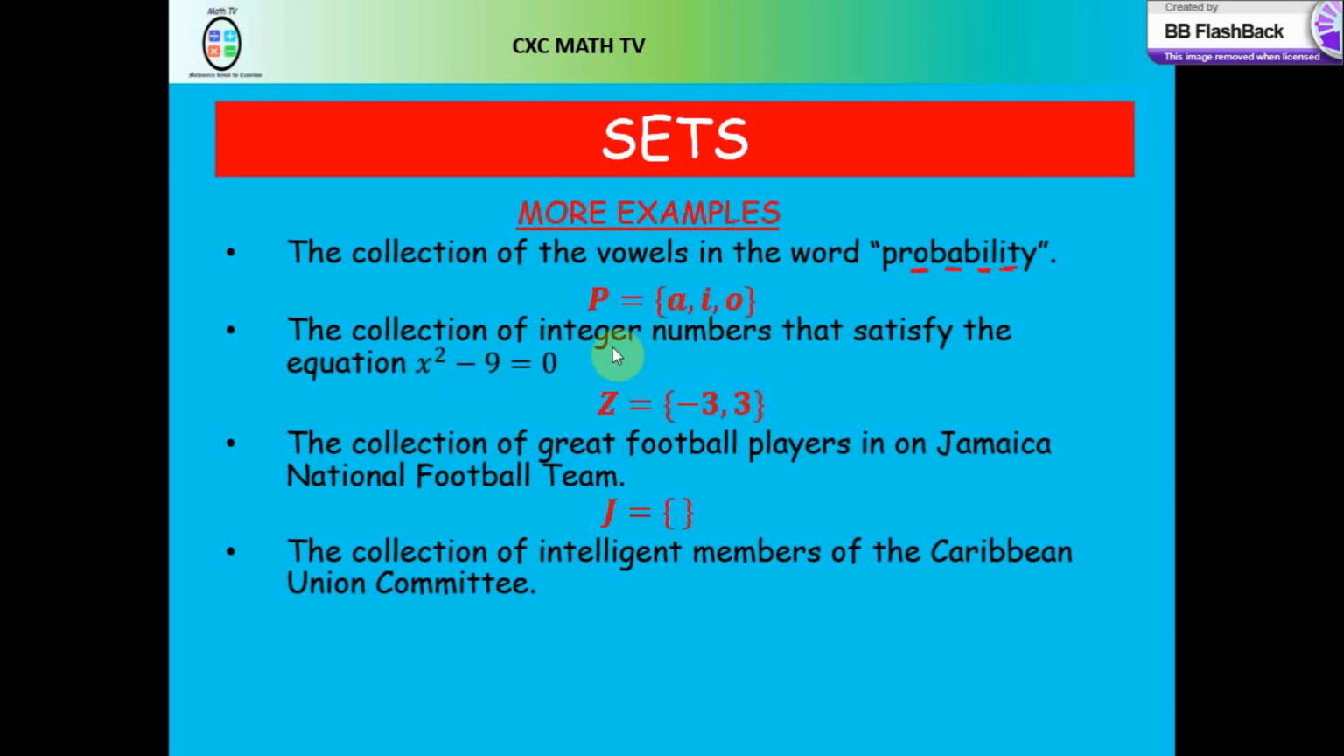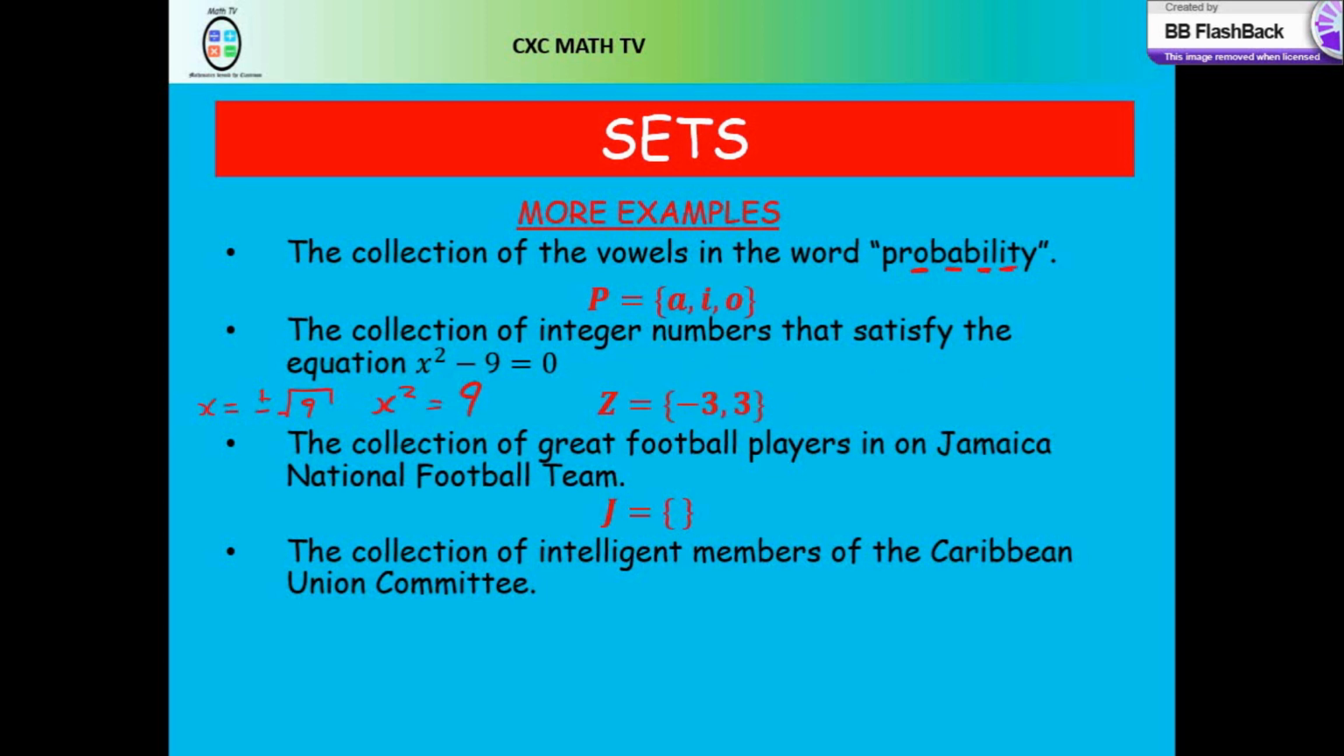Maybe we want the collection of integer values that satisfy this equation, x squared minus 9 equals 0. In that case, you'd solve the equation by bringing over the 9, so x squared is equal to 9. Then we square root it, we would get x is equal to plus or minus the square root of 9, and in that case, you get negative 3 or 3.